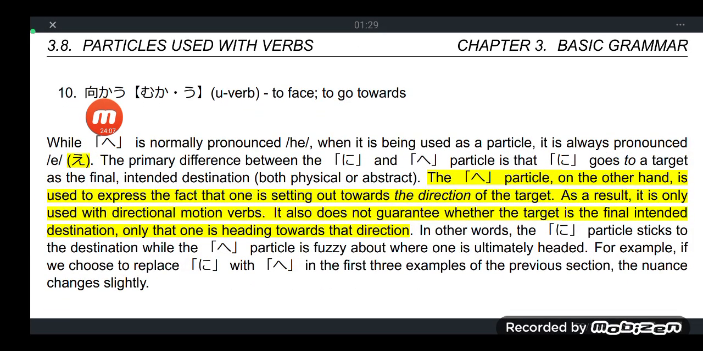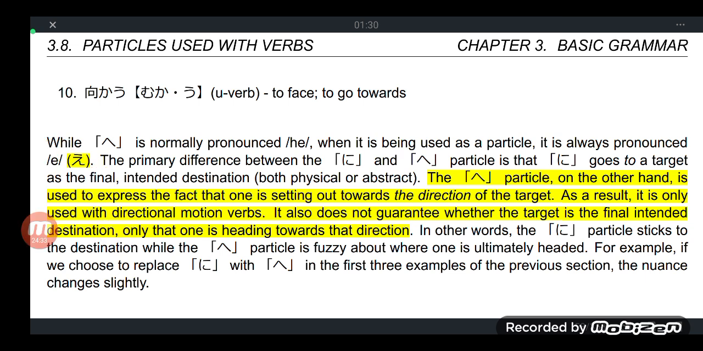Just like here, the verb mukau is very much associated with the e particle. The e or directional particle. The e particle is not quite similar to the ni particle, but it has a difference. Please take note of this difference.